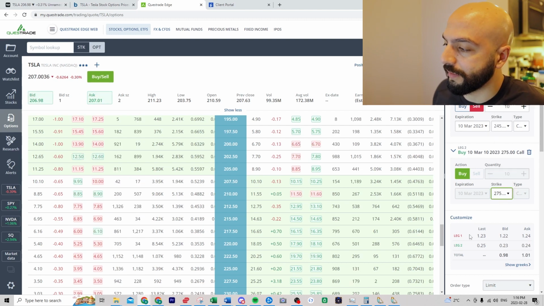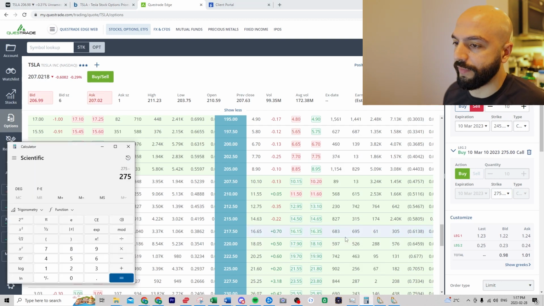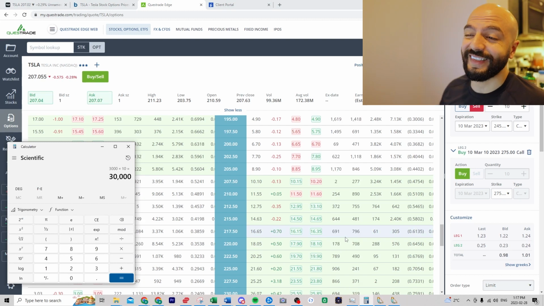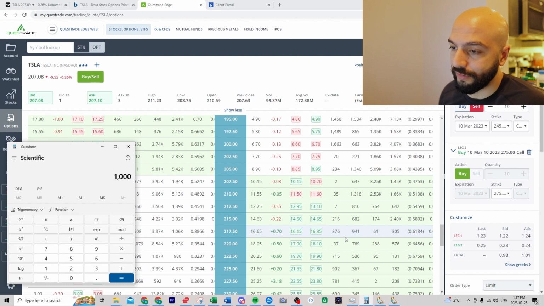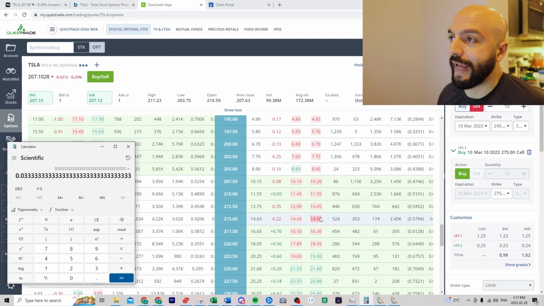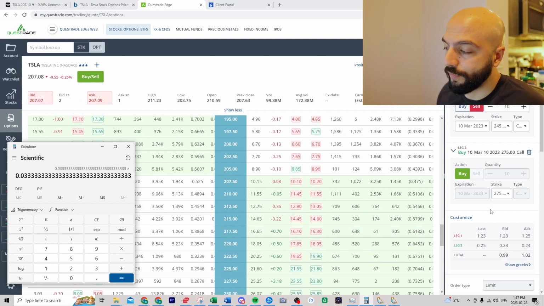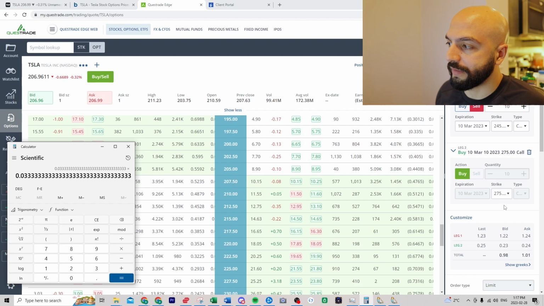So if we go like this, I have my $30,000 max loss because it's 275 minus 245. So 30 strike wide times 100 per contract, selling 10 contracts. So $30,000 max loss. If I make $1,000 on this, so I am netting 3% for 10 days. Hopefully I can close it a little early. We'll kind of see what happens. Let's submit this trade for next Friday.